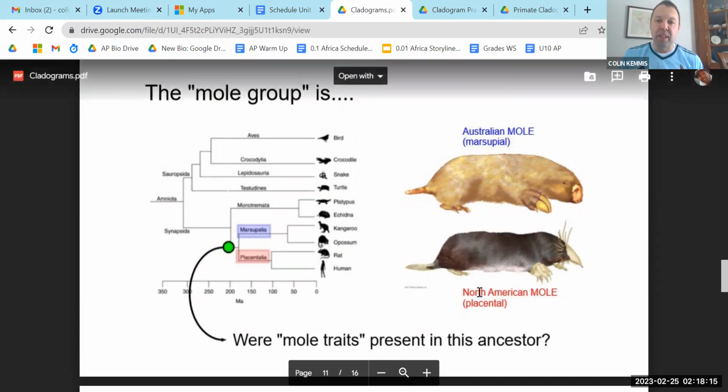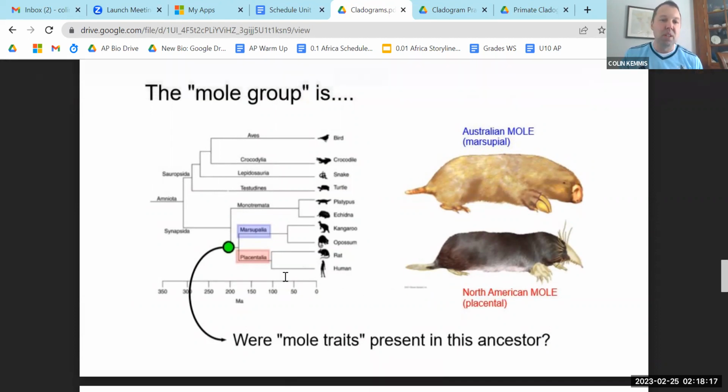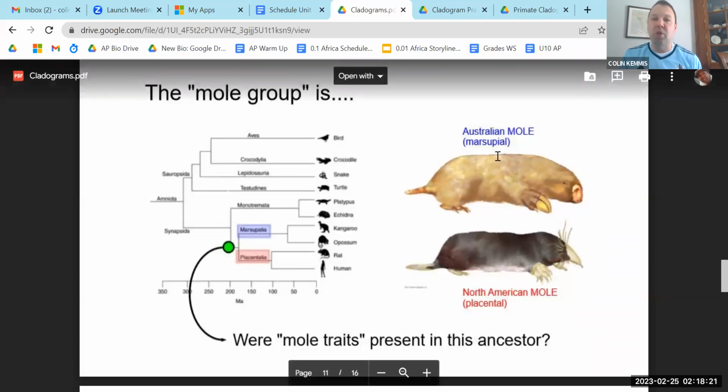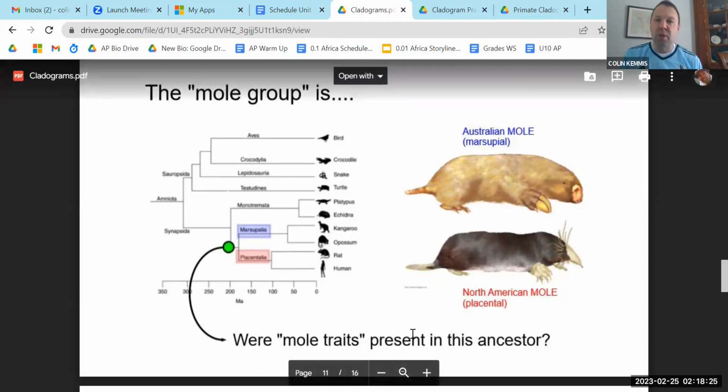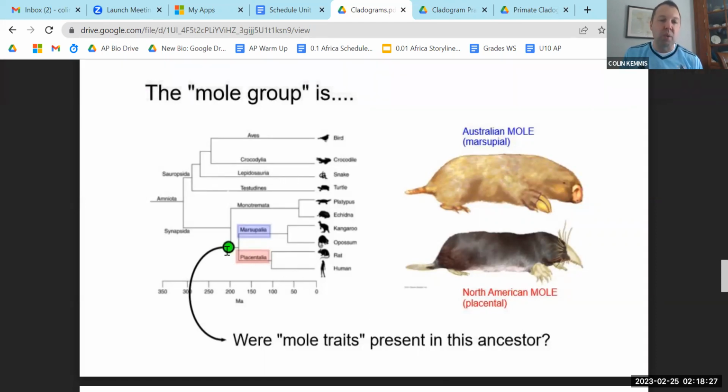Okay, so let's look at this. We have a placental North American mole, okay, placental mammal. And then we have an Australian mole, marsupial. And then we have a common ancestor. So the question is, is this green node here the common ancestor between marsupials and placentals? Yes. Would all of the traits from a mole be here? Okay, so think for yourself, would that be true or not?